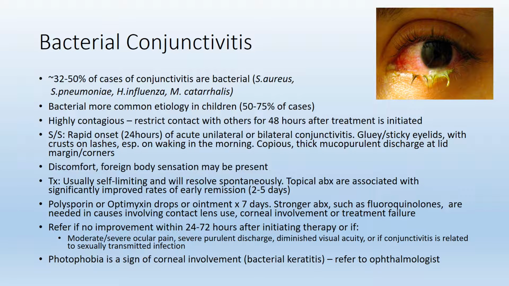Signs and symptoms include a rapid onset of an acute unilateral or bilateral conjunctivitis. There's usually a significant amount of discharge that can be gluey and stick to the eyelids, with crusting of the eyelashes noted, especially first thing in the morning. Patients may report that they had to soak their eyelid with a warm cloth before they were able to open their eye, for example. There may be discomfort or a foreign body sensation present as well.